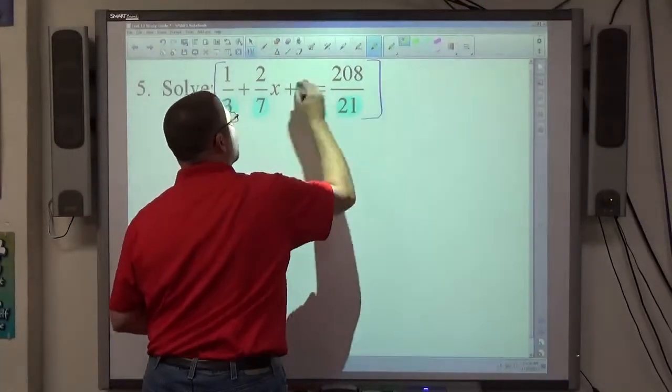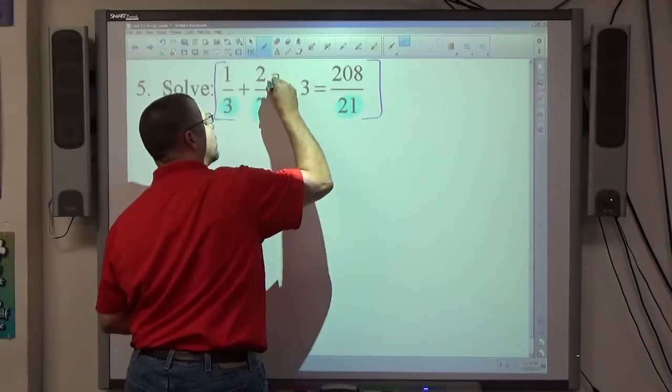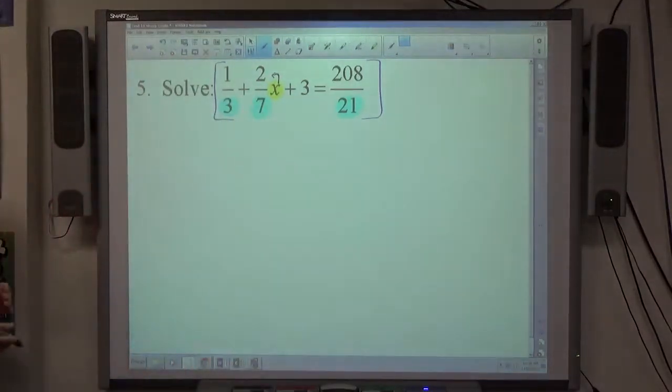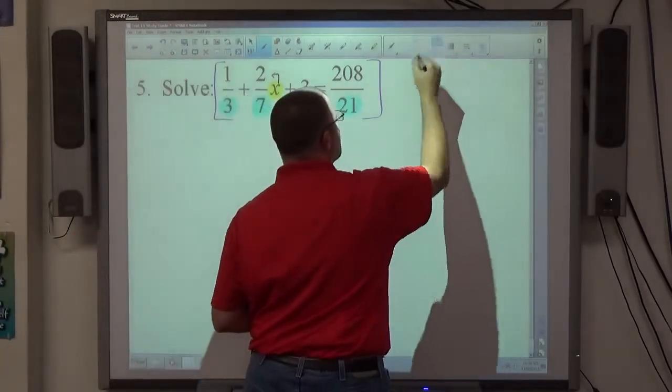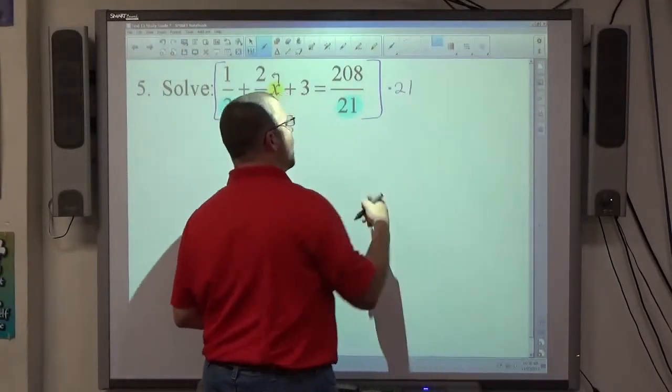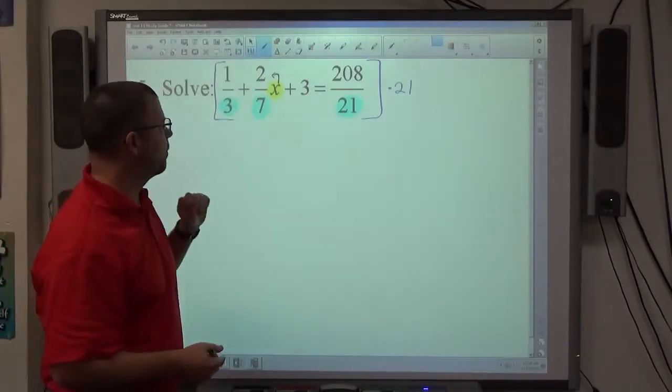Also, I'm going to make note that this x is actually positioned in the numerator. Think of that in the numerator, so 2x instead of 2 7's x. Think of that 2 being multiplied with the x on top. So as far as the least common denominator, 21 would be it. If I do times 21, I can then get rid of the fractions. This is legal because there's an equal sign to the problem.